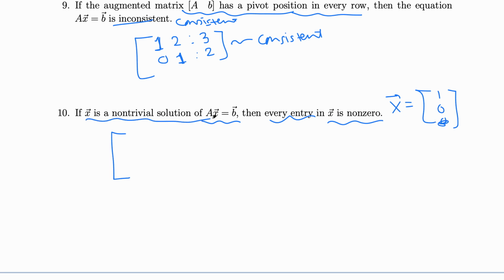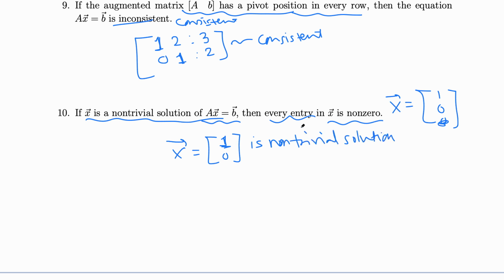So x is a non-trivial solution of this. We don't even have to write any system, because we can just say x equals (1, 0) is a non-trivial solution, because anything not (0, 0) is non-trivial, but each entry is not non-zero. One entry is 0, right? So this one would do it.